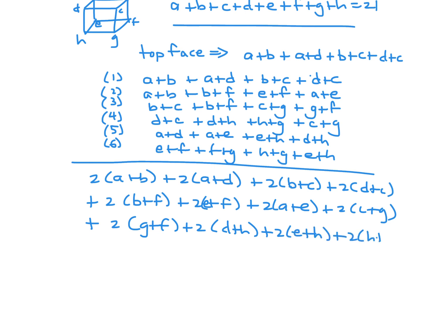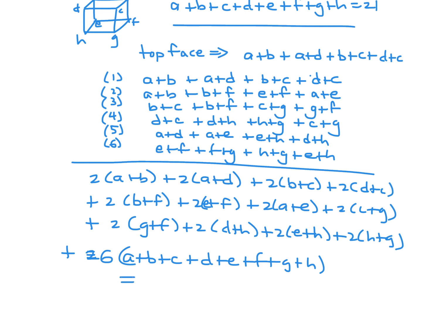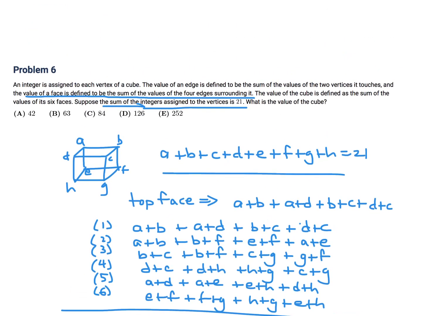Okay, so then once all this is done, you group it, and you'll get 2 of each of these, the A plus B plus C plus D plus E plus F plus G plus H. Actually, you'll get 6 of them. You'll get 3 groups of 2, basically. I mean, it doesn't really matter how you group it. And that's 21, so 6 times 21, and that's 126. So the answer will be D. 126 is D.